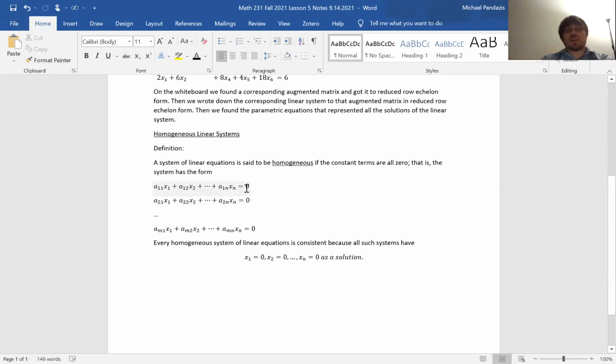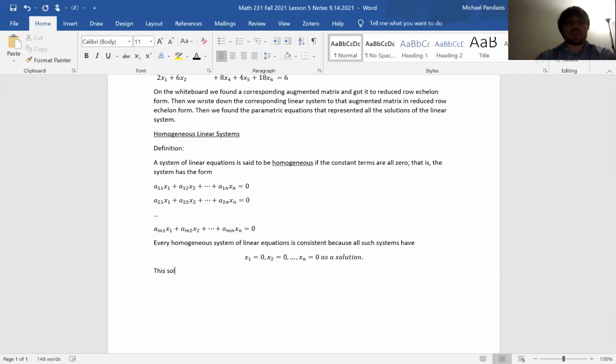Okay, right? So if all the right-hand side values are 0, then if you make every variable 0, all the left-hand sides will be 0, and every equation will be true because every equation will be 0 equals 0. And so a linear system being consistent means it has at least one solution, right? And so every homogeneous linear system is consistent because it will always have a solution, specifically the solution where all the variables are assigned the value of 0.